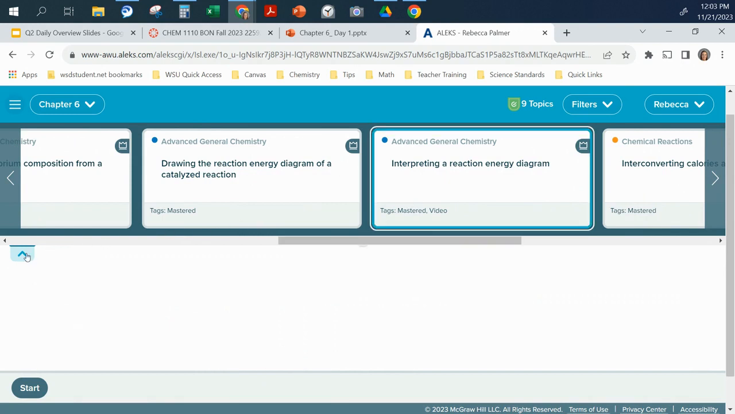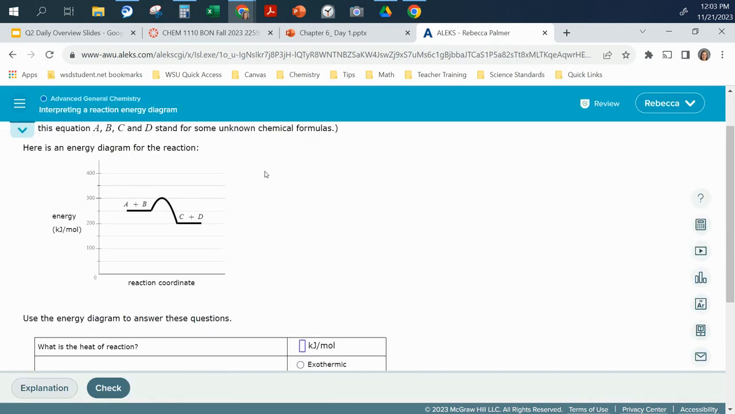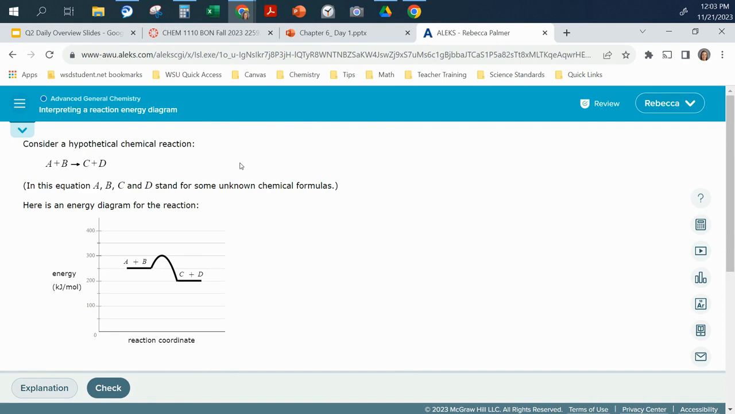Interpreting. Okay, this one's pretty easy, I think. So this is an energy reaction diagram. This is our reactants. This is where we start on the left. This is our products, where we end. So A plus B is where we start, C plus D is where we end. So reactants and products.